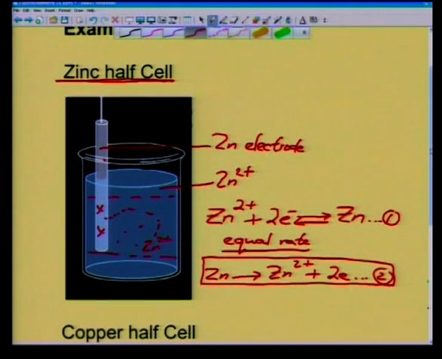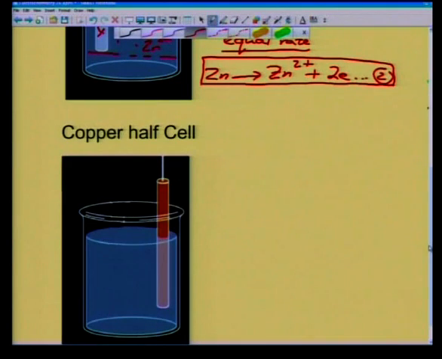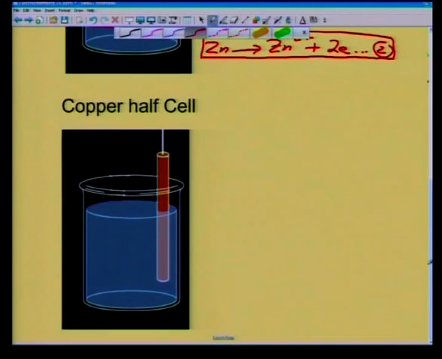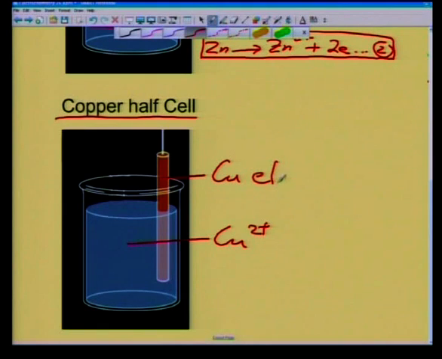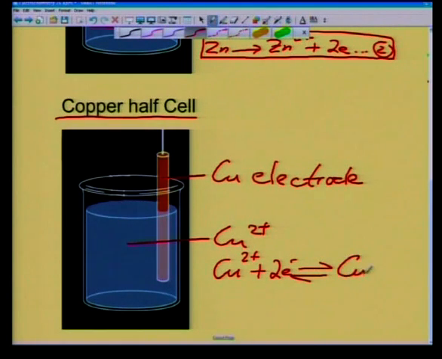In the same way, we can look at the copper half cell. There is our copper half cell. We call it a half cell because it's just half of what we had together when we had a full cell. We have got the Cu2+ ions there. We have got the Cu electrode. And exactly what I explained up there is what is happening here. Cu2+ plus 2 electrons, in equilibrium, gives us the solid copper.